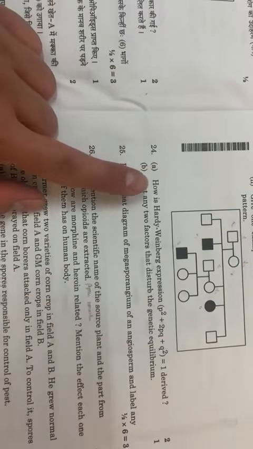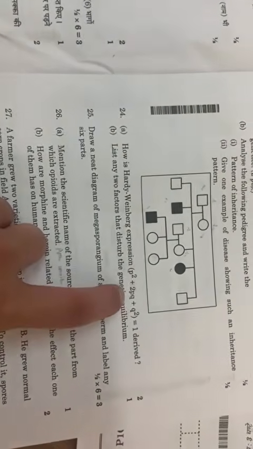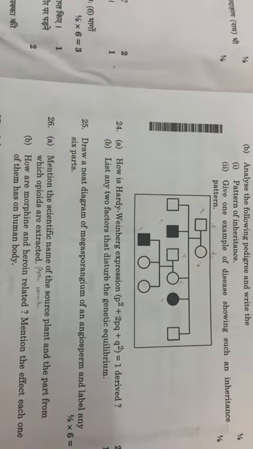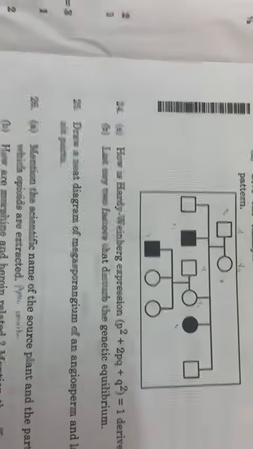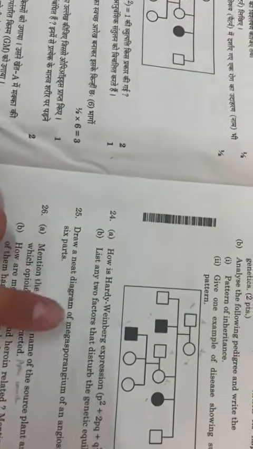Moving on to 24th, Hardy-Weinberg principle, this expression was derived from the binomial equation (p+q) whole square. By taking the Punnett square of the p, q and pq genotypes, we can get this, which will be equal to 1. And the factors that disturb genetic equilibrium, any two: gene drift, gene migration, natural selection, mutation, and gene flow.